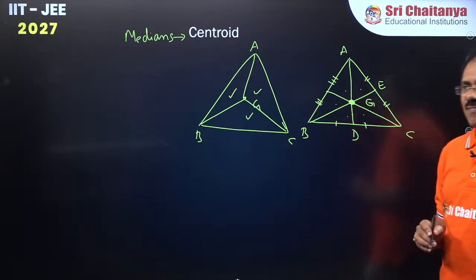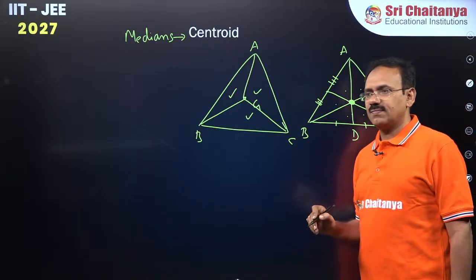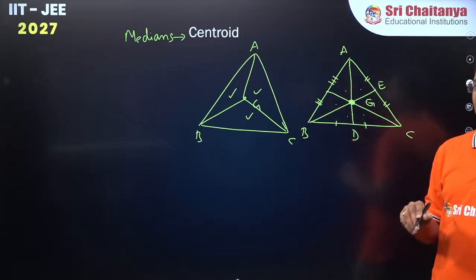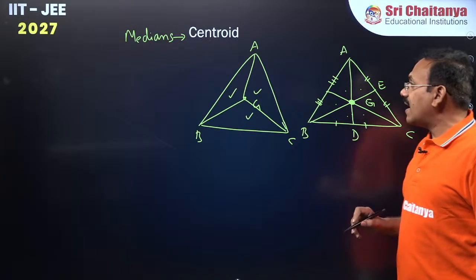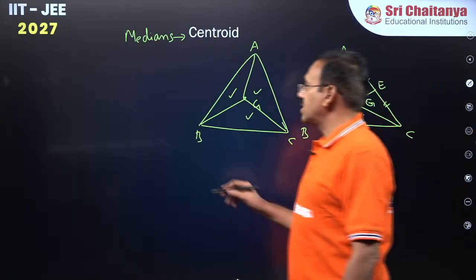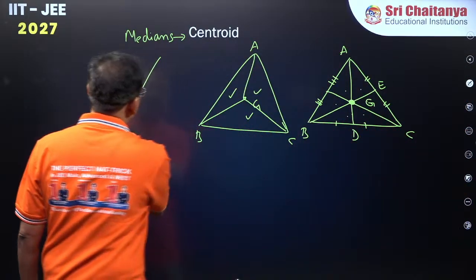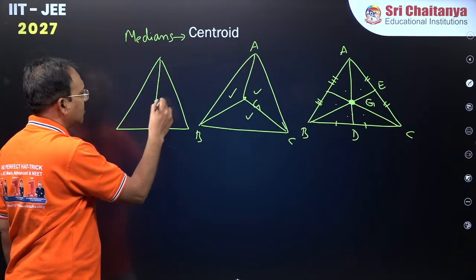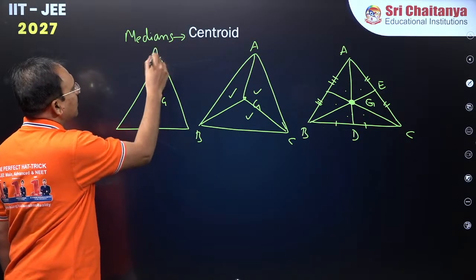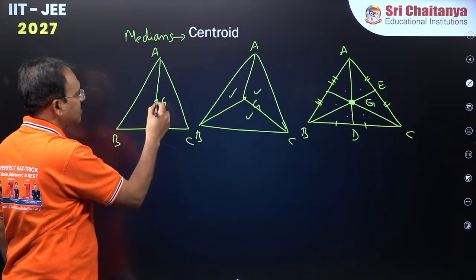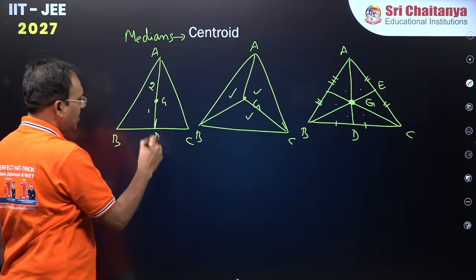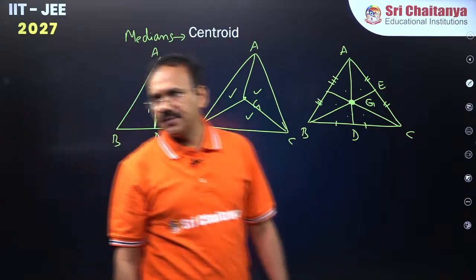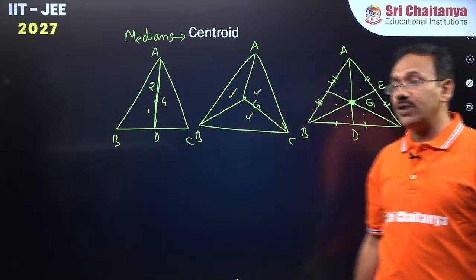Clear everyone? Another most important result related to the centroid is that the centroid divides any median in the ratio 2:1 from the vertex. If this is G, and suppose D is the midpoint of BC, then AG to GD will be 2:1.